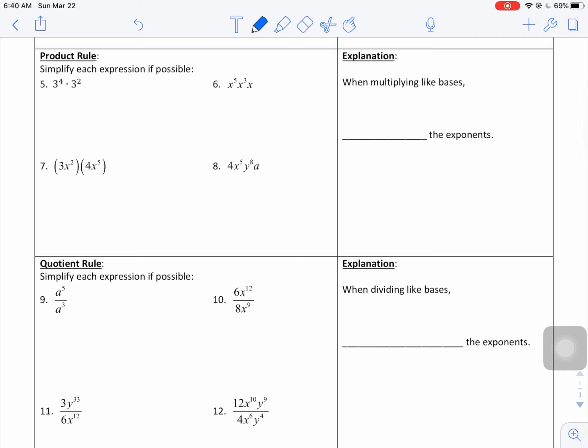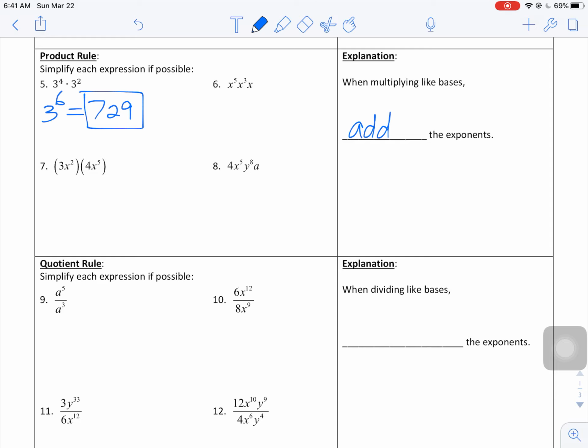In the next section for the product rule, when multiplying like bases, you're going to add the exponents. So on number 5, your base is 3. So since those match, you're going to add your exponents. So 4 plus 2 is 6. And then typically we don't want to leave it like that. Typically we'd want to simplify. So you would just type 3 to the 6th power into a calculator and get 729. Pause the video and try 6.